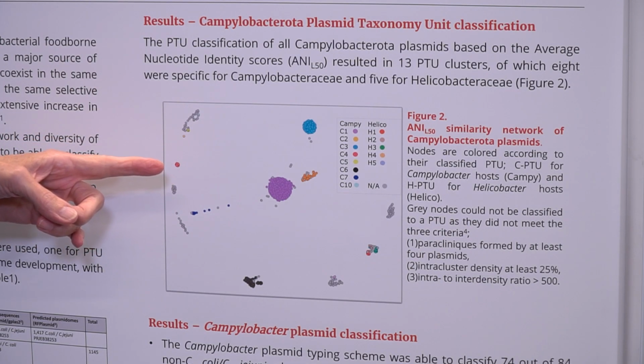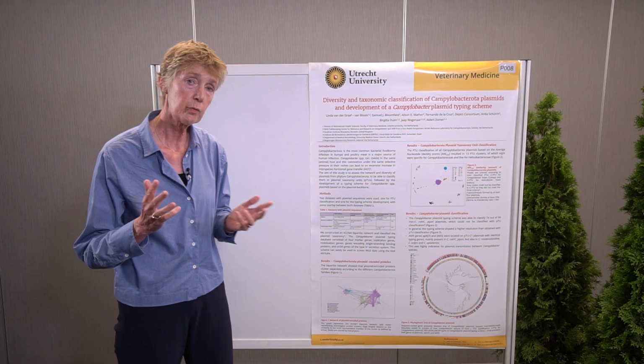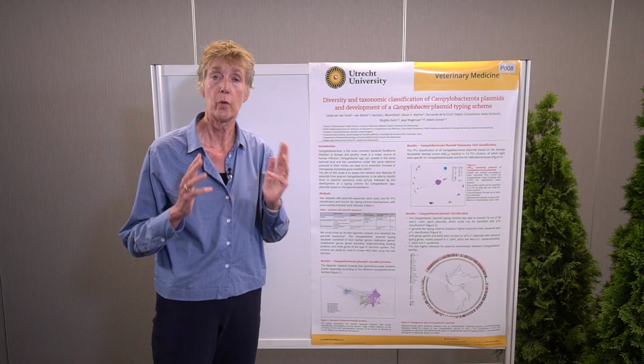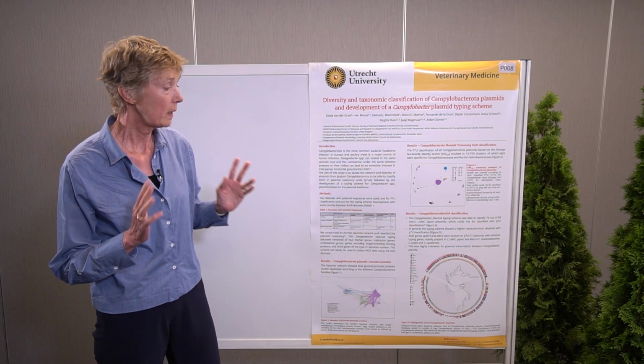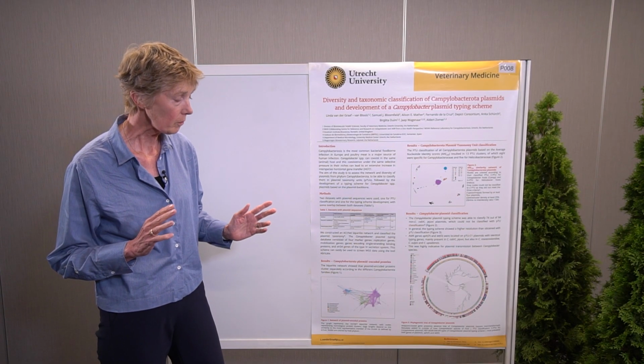There are 13 different clusters with Campylobacter plasmids and 5 with Helicobacter plasmids. But there are also gray clusters which couldn't be classified at all with PTU clustering. This really improved when we used the characterization of 4 marker genes, which are part of our typing scheme. They consist of genes involved in replication, mobilization, and the genes for single-strand binding proteins. And also from the type 4 secretion system, the virD4 gene is included. Using these 4 marker genes, we clearly differentiated Campylobacter jejuni and coli in separate clusters.